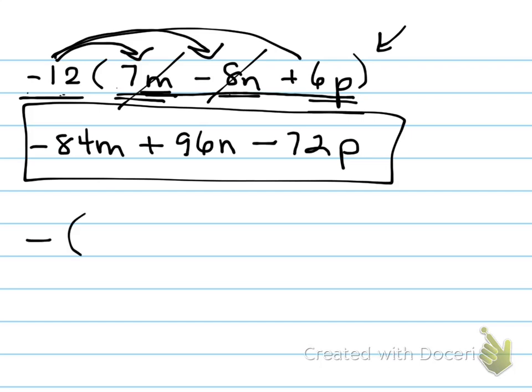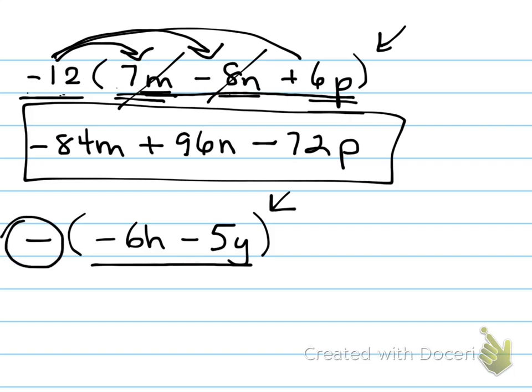Let's look at another one. Negative, in front of (negative 6h minus 5y). We have a parentheses, so we need to deal with the parentheses. Where do we look first? Inside. But inside I have h's and y's. Do you think you can combine h's and y's? No. Is there an exponent? No. Is there a coefficient? Yes. But this time the coefficient's not a number, it's simply the sign, right?